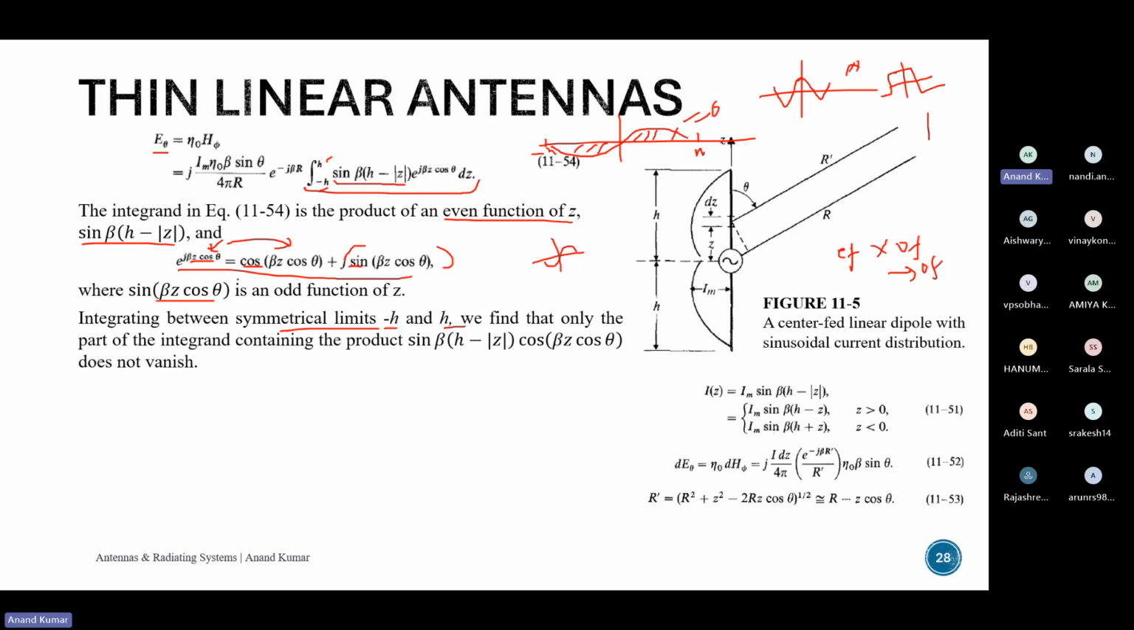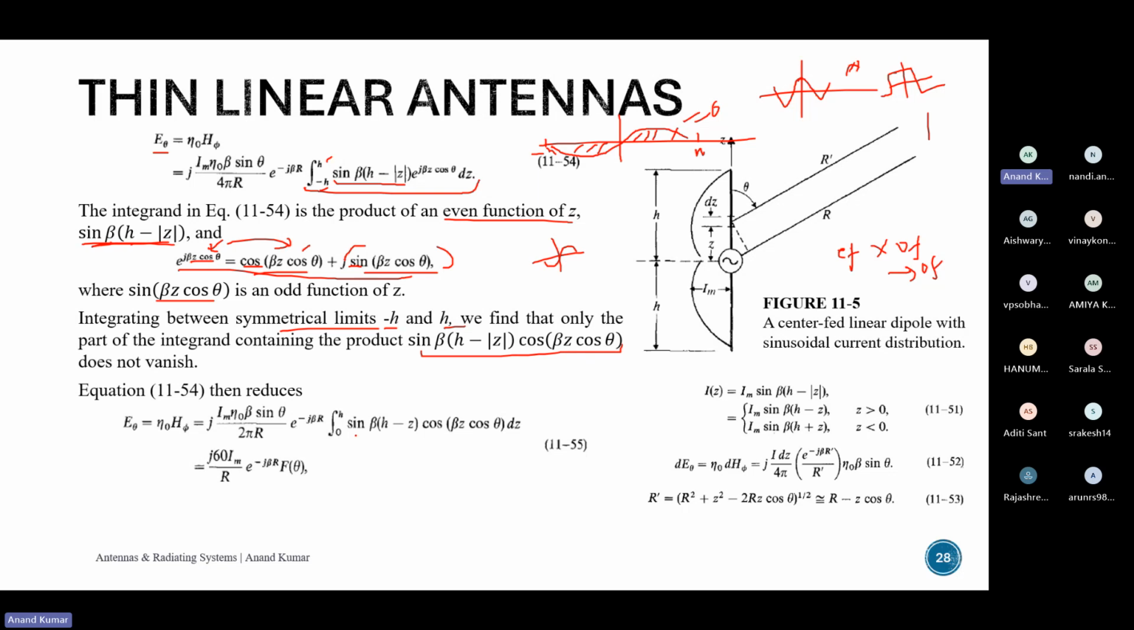So this term multiplied by this term will end up an odd function, and the integral of an odd function is 0. And an even function multiplied by an even function ends up an even function, so we will get some finite value. So this particular sine beta (h minus z) and cos beta z cos theta is the only product which does not vanish. So we only need to integrate this from 0 to h.